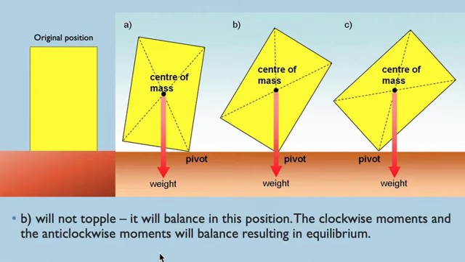So let's have a look at position B. So this one here won't topple, I suppose. Right, so in this position, it's balancing. The clockwise moments and the anti-clockwise moments will balance, resulting in equilibrium. So because this arrow is going right over the pivot point, and it's the centre of mass, then actually this will be balanced like this. So it's not going to topple. If this was its original position, then I suppose it wouldn't topple either way. It wouldn't take much for it to topple to the right or to the left, would it? Because it's balanced right on the pivot point.